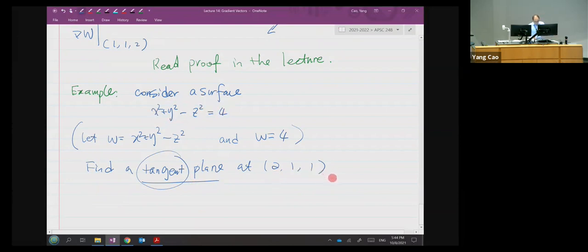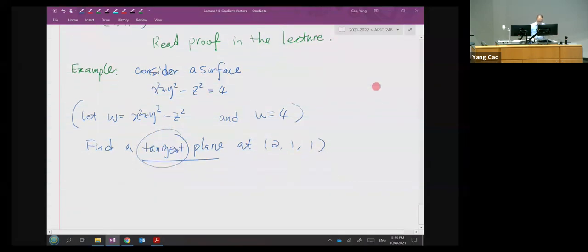Before I talk about how to find a plane, the first thing we should check is that you have a level surface. Without a computer, it's probably not that easy to graph it, but just suppose you have a surface in 3D space and a point (2, 1, 1). The first thing you should check is whether this point (2, 1, 1) is on that surface.